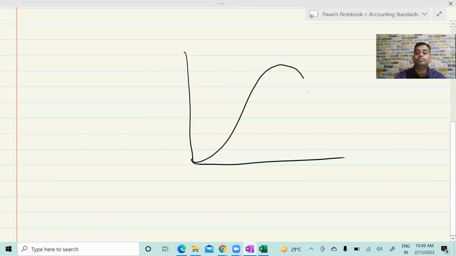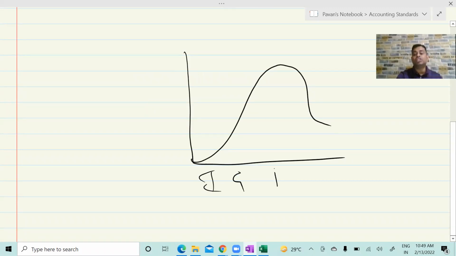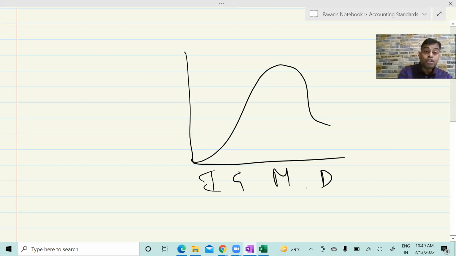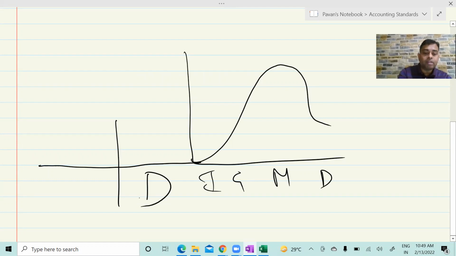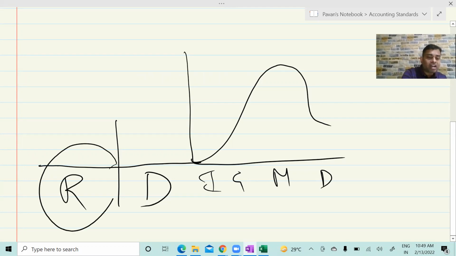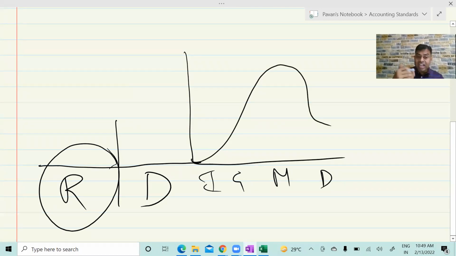You remember? Introduction stage, growth stage, maturity stage, decline stage. So your research and development is here, before product launch. This is the development stage, and this is the research stage. So in research, you have one idea. You are working for something. You are trying to invent something, to innovate something, to create a process, technology, or product.